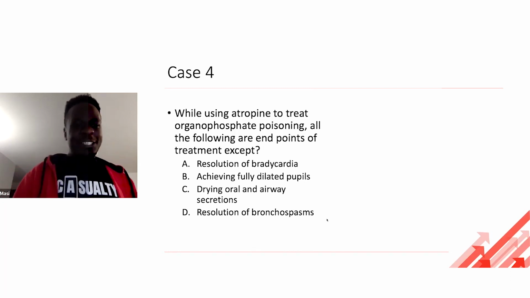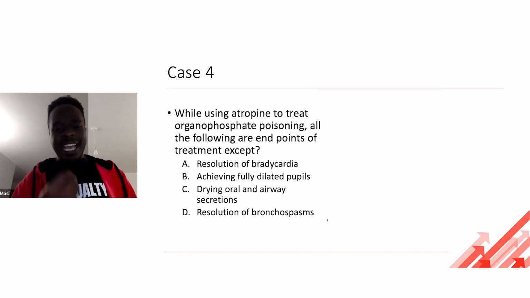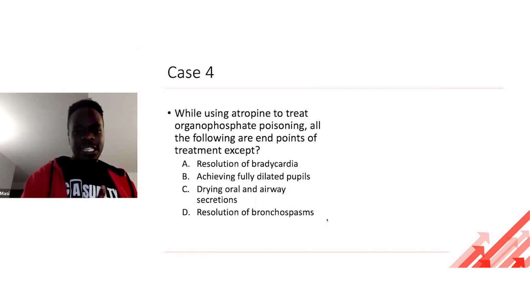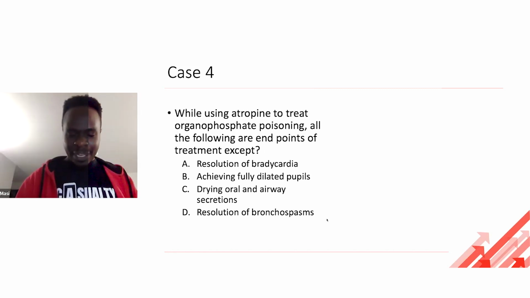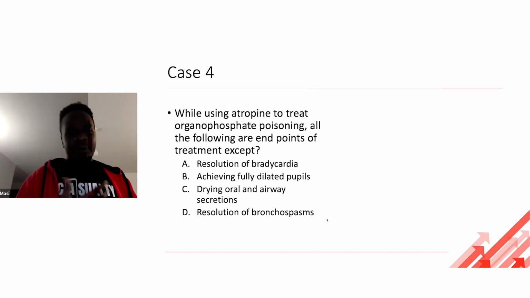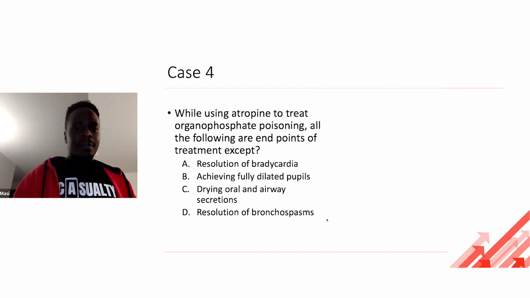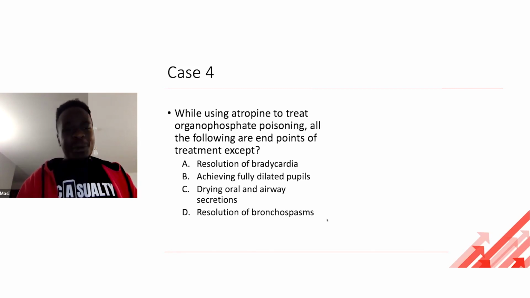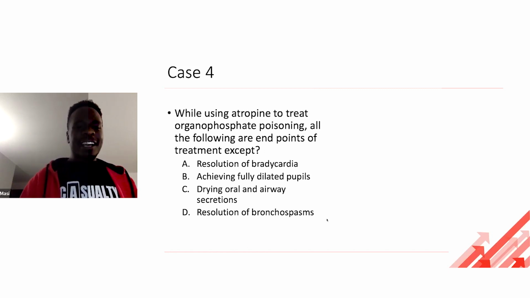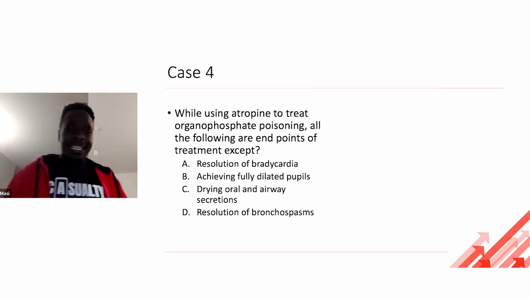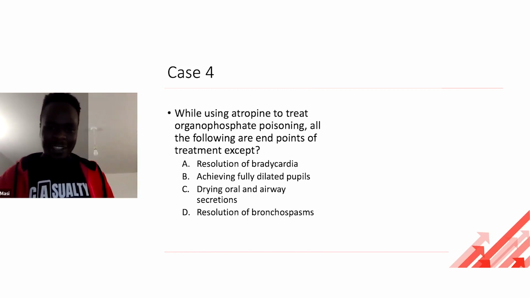But actually look at the question. All the following are endpoints except which one? So what is it that we're not looking for? Of course, you want the bronchospasms to stop. We want the oral mucosa to dry, because that is what we've been managing all along. Now the question is, do we want bradycardia to resolve fully, or full pupillary dilation? I've narrowed it down to two, and everybody's getting it now. So it's B. Achieving full pupillary dilation is not an endpoint for organophosphate poisoning.